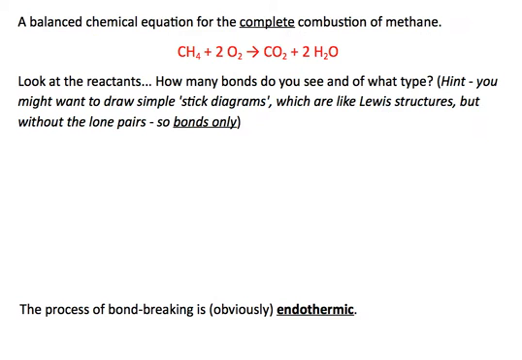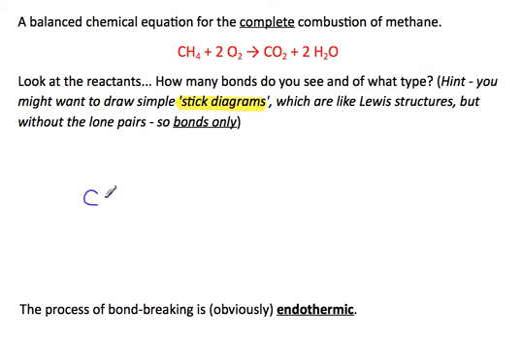All right. Now, let's look at a scenario just to start realizing how you are going to tackle these problems. So if we have our balanced chemical equation for the complete combustion of methane, there it is. Methane plus 2 moles of oxygen yield carbon dioxide plus 2 moles of water. Well, let's first of all consider the reactants. How many bonds do you see? What type of bonds do you see? So this is where you might want to draw what are known as stick diagrams. Stick diagrams are much more like Lewis diagrams, but bonds only.